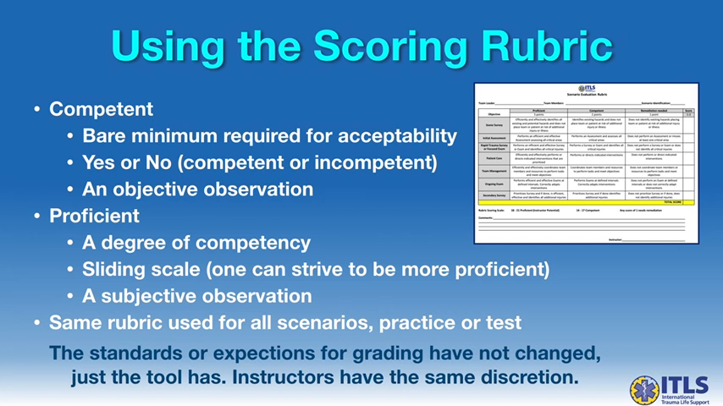Proficient carries with it a level of mastery that is above the minimum and is a degree of competence or expertise. Proficient lives in a sliding scale framework, a subjective observation, where one can strive to be more proficient. Using the evaluation rubric does not change the ITLS standards or expectations for grading, just the tool has changed. Instructors still have the same amount of discretion in grading.